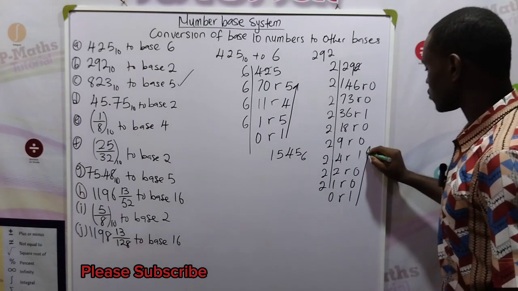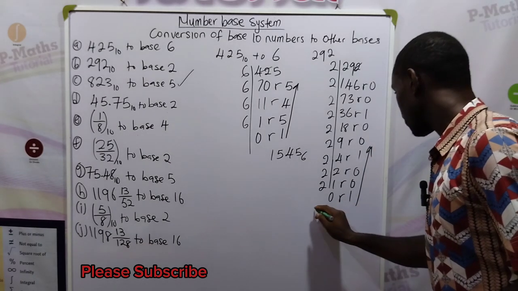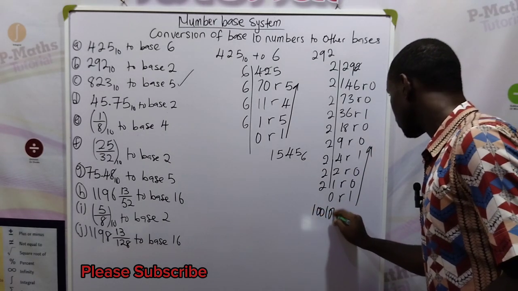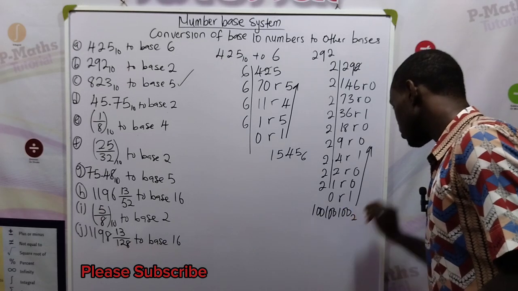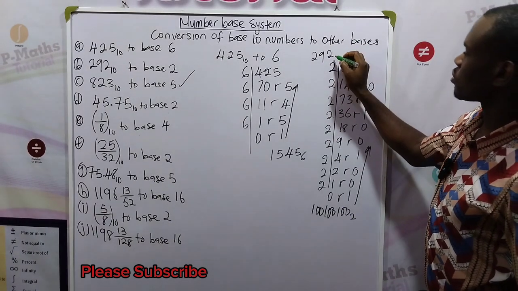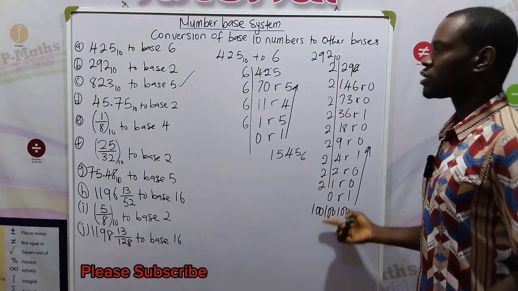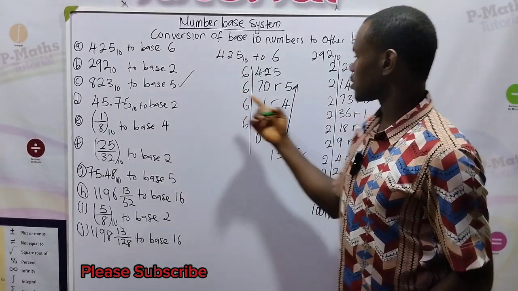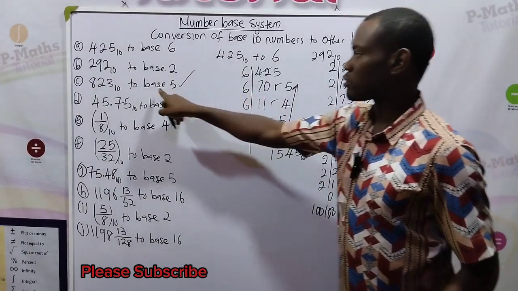So pick it up from down to the top. That means we have 100100100 in base 2. So we've converted this number, which is in base 10, to a number in base 2. So follow the same procedure with this and perform the third one.